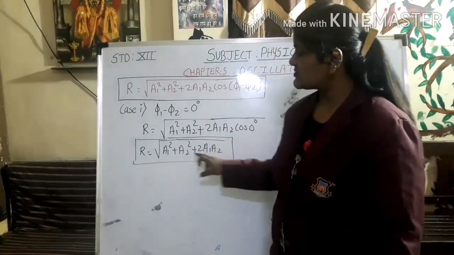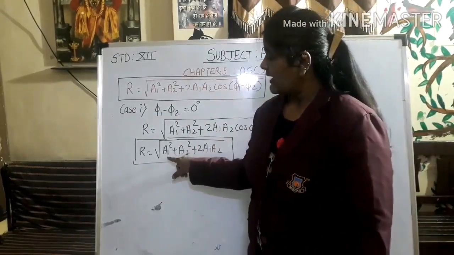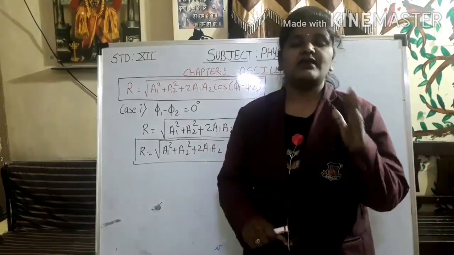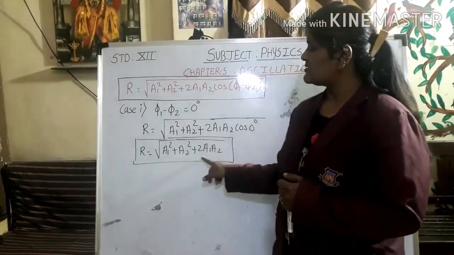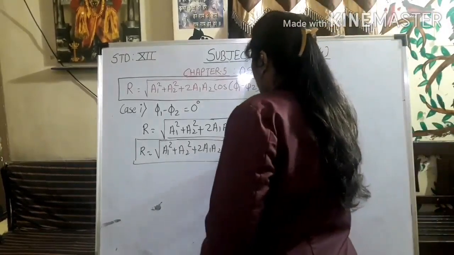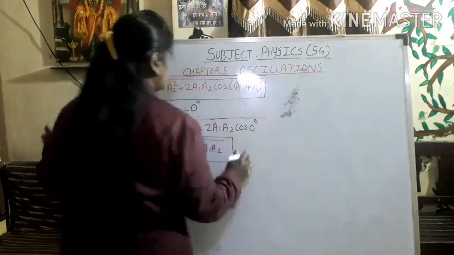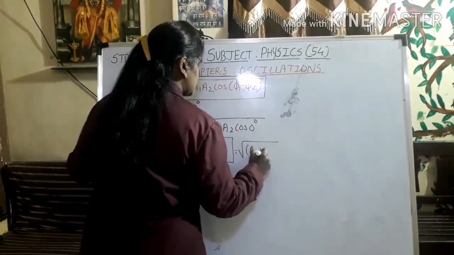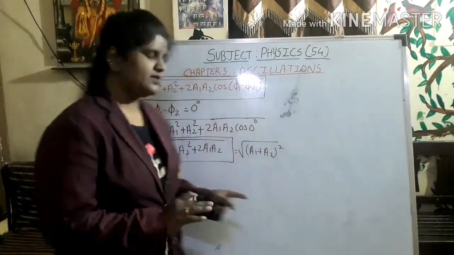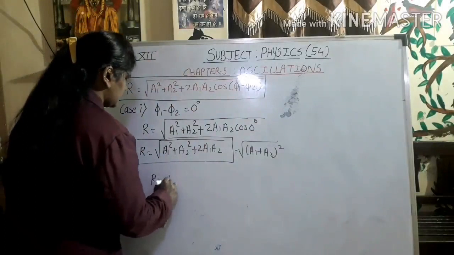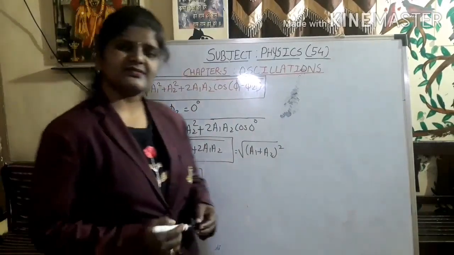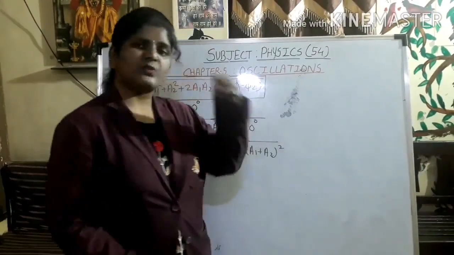So what is this exactly? This gives you (a plus b) bracket square, because what is (a plus b) square? It is nothing but a square plus b square plus twice ab. Is it the same? Yes. So I can write this as the square root of (a1 plus a2) bracket square. As it is squared and under a square root, the square cancels with the square root, so r is equal to a1 plus a2.